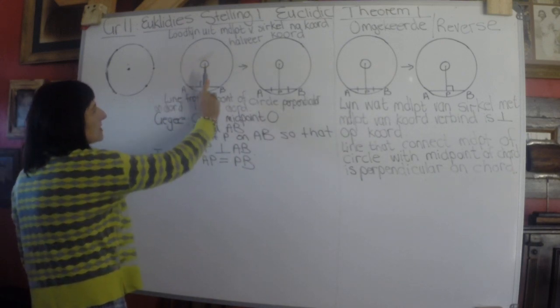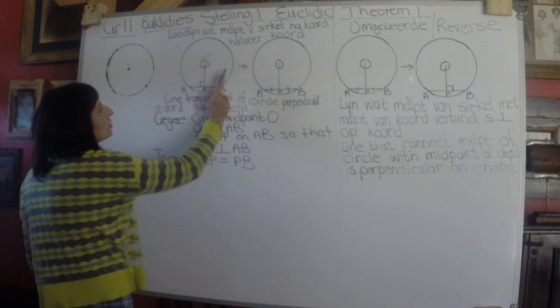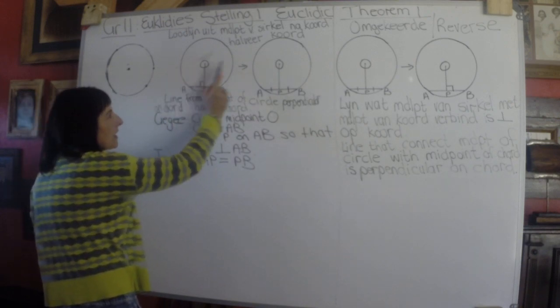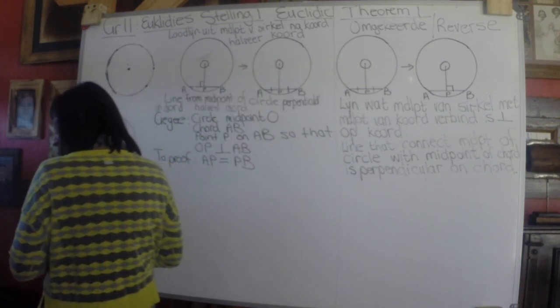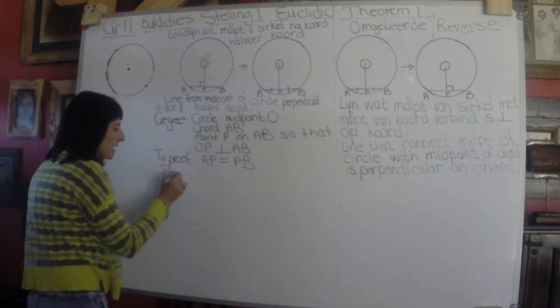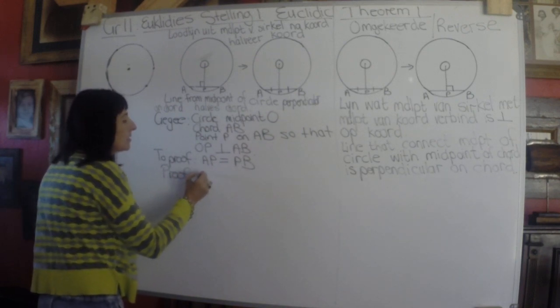So you only draw this sketch. I've just drawn that one to show you that theorem 1, the forward one, is from there to there. Good. First thing that we need to do in our proof now is we must make a construction.